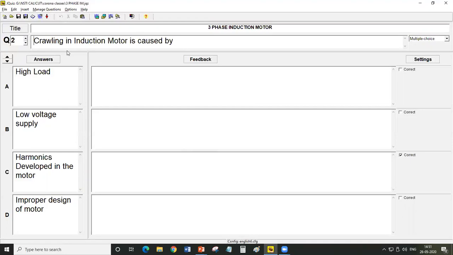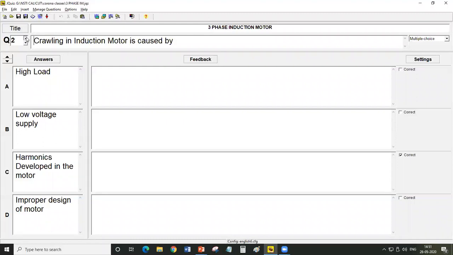The actual magnetic field will be there, and some harmonic flux will be there. Normally the rotor follows the actual magnetic field, but sometimes it follows the harmonic flux. At that time the motor rotor will rotate at low speed, nearly 1/7 of the synchronous speed. That condition is known as crawling.